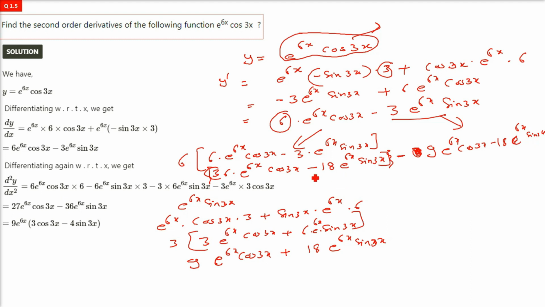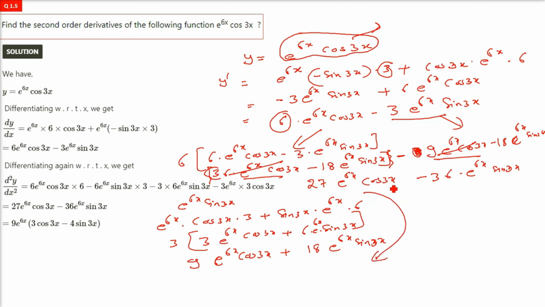Now combine the equivalent terms. So e raise 6x cos 3x here also. So 36 minus 9 is nothing but 27. So write it as 27 e raise 6x cos 3x. And what about the other two terms? Because we have similar terms, which is e raise 6x sin 3x. 18 minus 18 is minus 36. So you have negative 36 e raise 6x sin 3x. This can be the final answer, but you can resolve it more to write it in a simplified way.